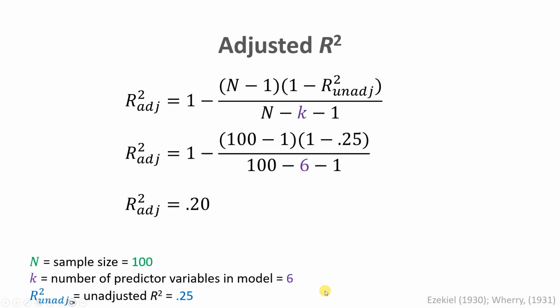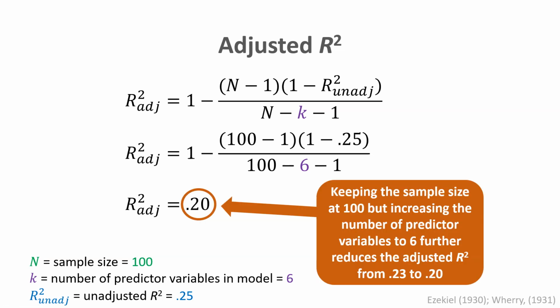So let's hold the sample size constant, and now let's increase the number of predictor variables in the model from 3 to 6. And we're keeping, again, the unadjusted R squared value the same at 0.25. So when we keep the sample size the same at 100, but increase the number of predictor variables to 6, we further reduce the adjusted R squared from 0.23 to 0.20.